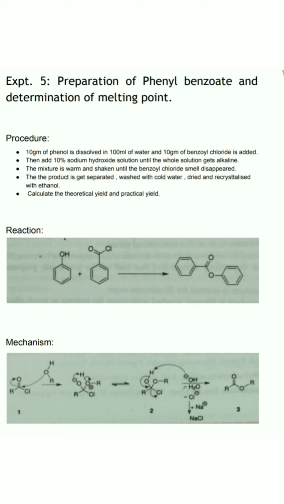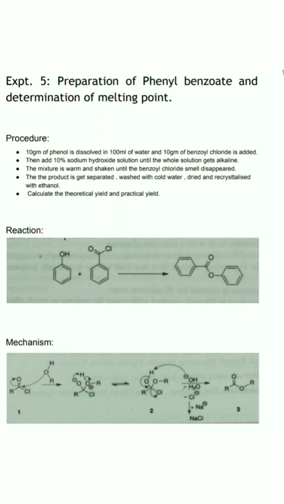Now take into account the procedure of the total preparation. First we have to take 10 gram of phenol, which will be dissolved in 100 ml of water, and 10 gram of benzoyl chloride is to be added. In the subsequent step, we have to add 10% sodium hydroxide solution until the whole solution gets alkaline, which is a very important part, because we have to carry on the experiment in excess of sodium hydroxide.